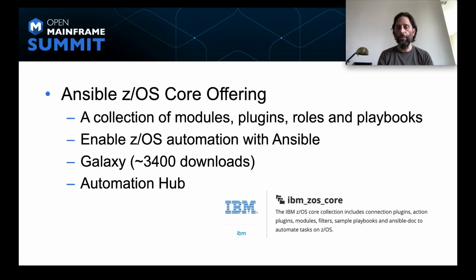A little bit about our offering. We're an Ansible collection. We consist of modules, plugins, roles, and playbooks. We enable Z to be automated with Ansible. We released to Galaxy and Automation Hub. Galaxy being the open source unsupported version, while Hub comes with service and support. We started about 6 months ago, and you can see already we have 3,400 downloads.